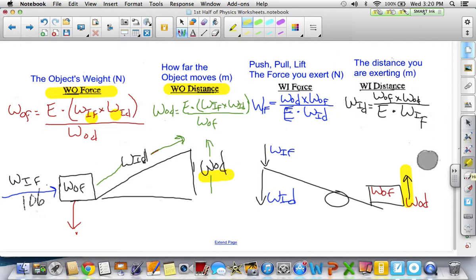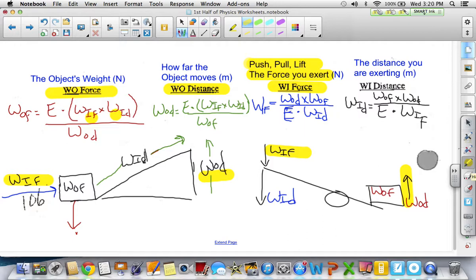Now the next one, the work input force. Again, it's very similar to the mechanical advantage, the fact that it's a push or pull, a lift. It's the exertion, it's what you are doing to the object. If we think about our lever, it's what you're pushing down on the lever. If we think about our inclined plane, it's you pushing on the object to push it up the inclined plane. That would be our work input force. We can find the work input force by taking the work output distance times the work output force divided by the efficiency times the work input distance.